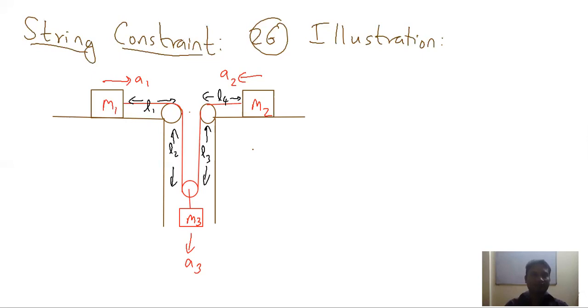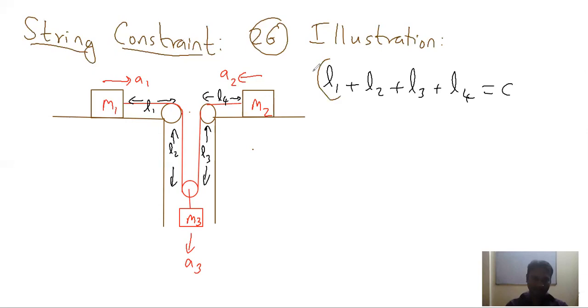Because the string is inextensible, L1 plus L2 plus L3 plus L4 is constant. Now, if I consider differentiation of length, it will be velocity, and differentiation of velocity will be acceleration. So when we want to use this string constraint method, what is the process? Let us see.